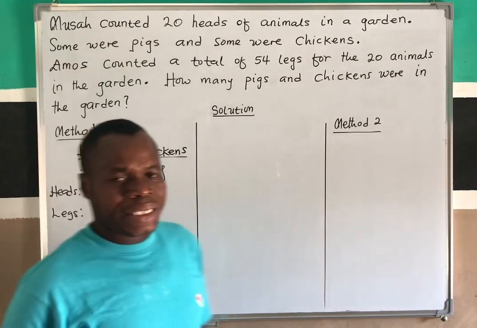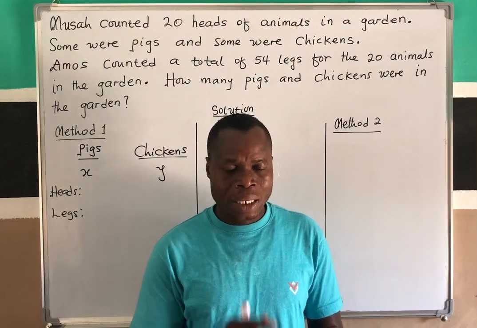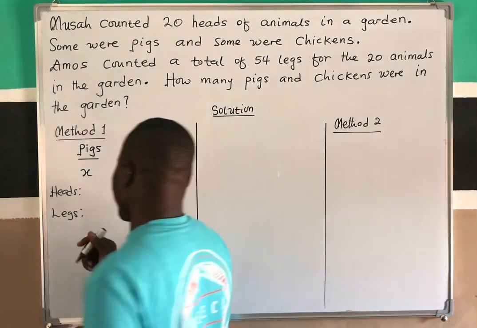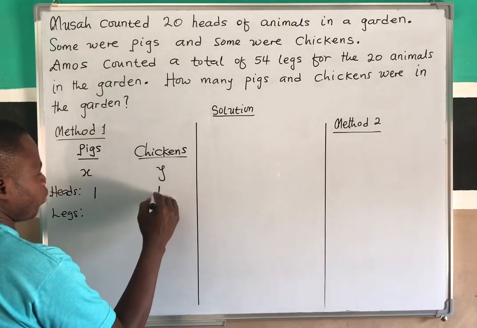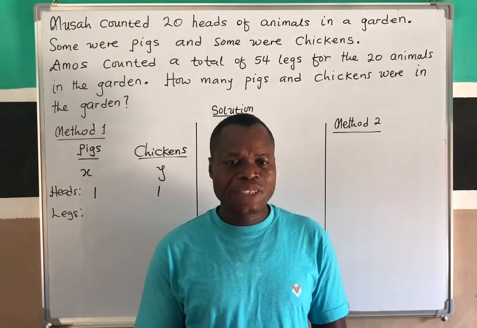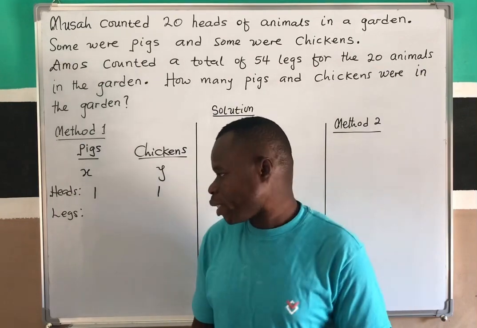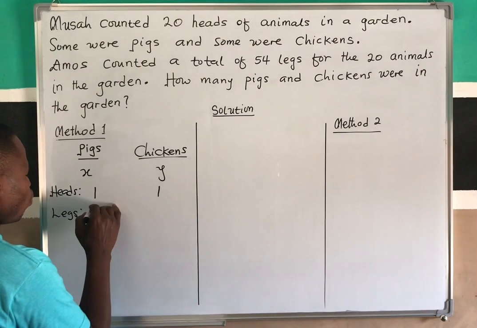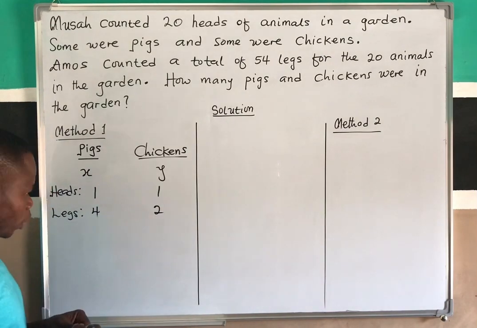we all know that a normal pig has one head and a normal chicken also has one head. So for the heads, pig will have one, chicken also have one. We also know that a normal pig has 4 legs and a normal chicken has 2 legs. So for the legs, pig will be 4 and chicken will be 2.